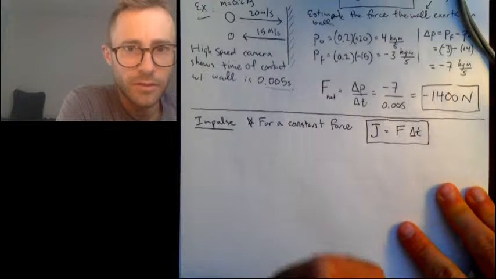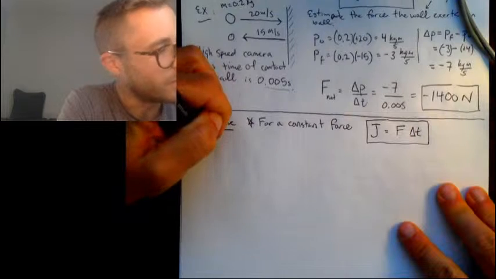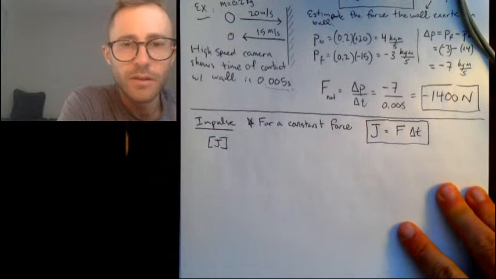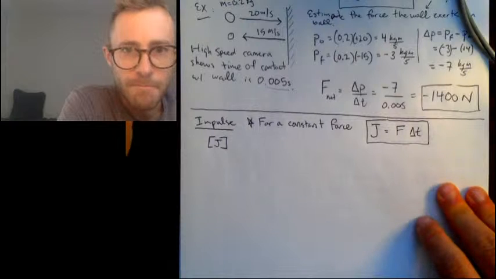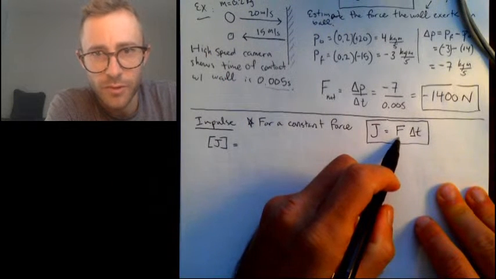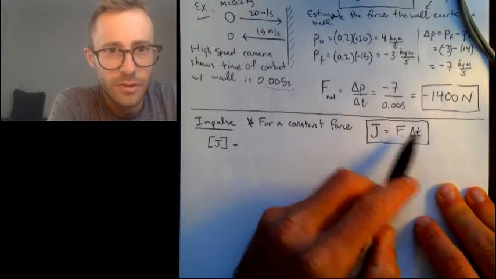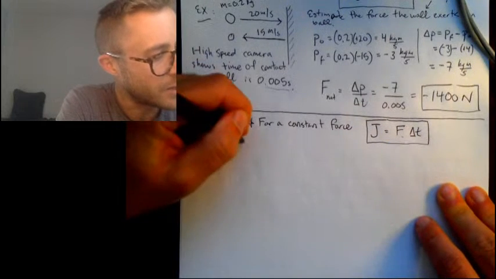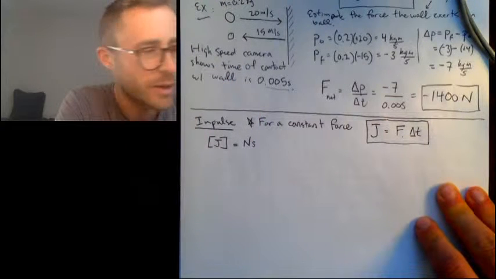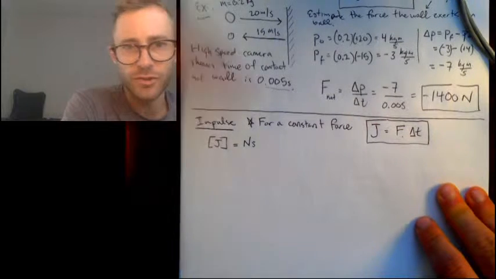Based on that, we can easily determine the units of impulse. Well, impulse is a force multiplied by a time, so newtons times seconds. Newton seconds are the units of impulse. All right? So I just defined this.